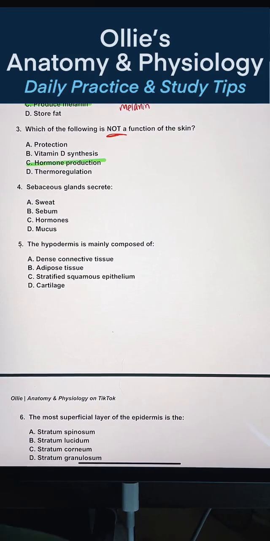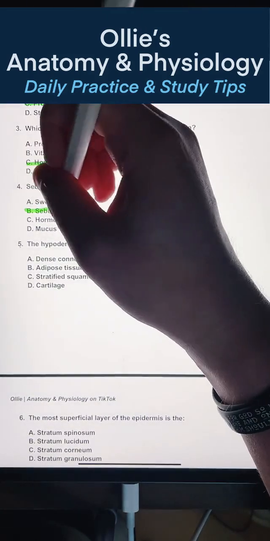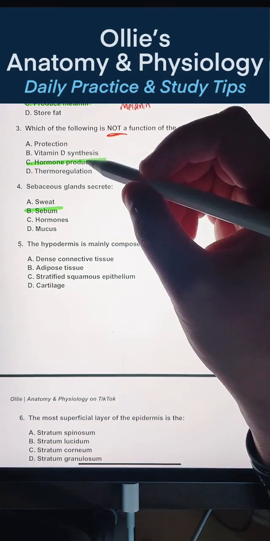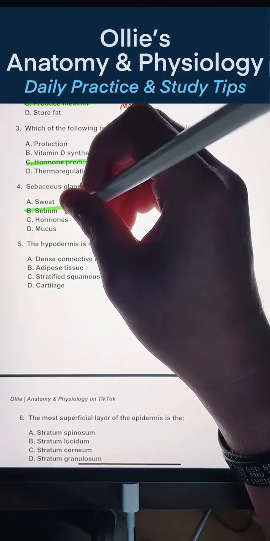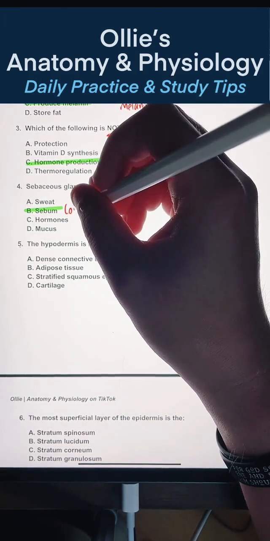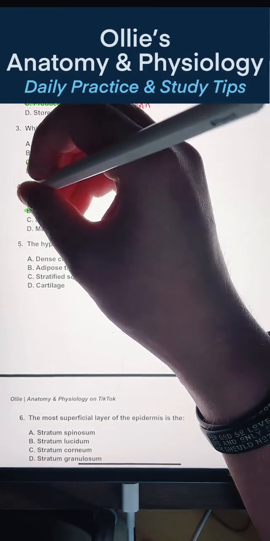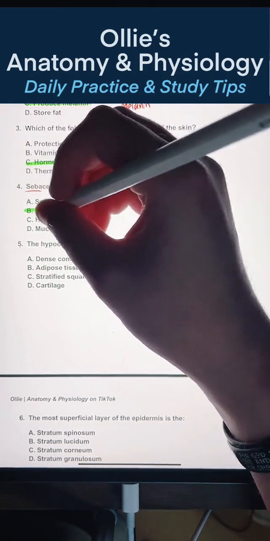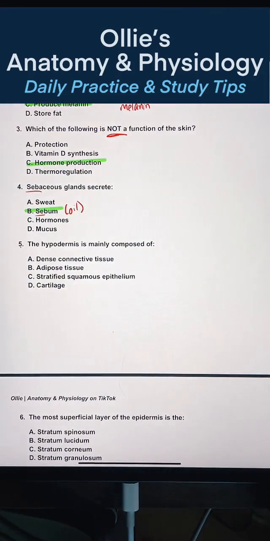But we're on number 4. The answer to number 4 is B. It is sebum. So sebaceous glands secrete sebum, which is also known as oil. The way that I remember that: sebaceous has SEB, sebum has SEB.